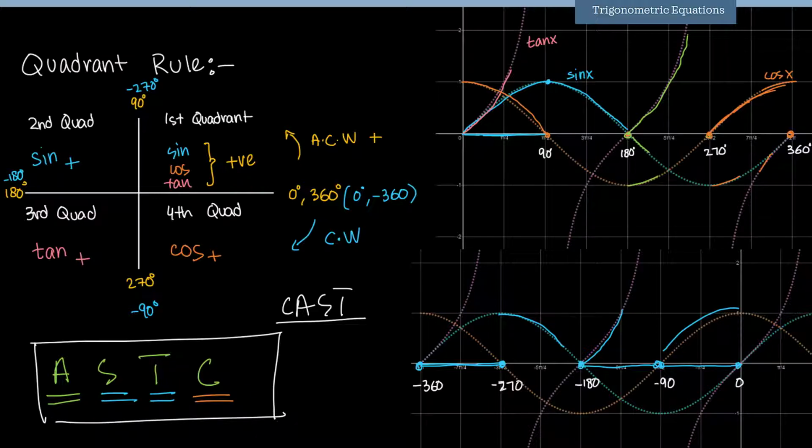And if you want a rhyme to remember it, you can use this: add sugar to coffee. From add you get an A, from sugar you get an S, from to you get a T, and from coffee you get a C. So you get ASTC. So in summary, what we've got over here is this quadrant diagram, and in the upcoming videos, we'll be learning how to use this quadrant diagram to solve trigonometric equations.